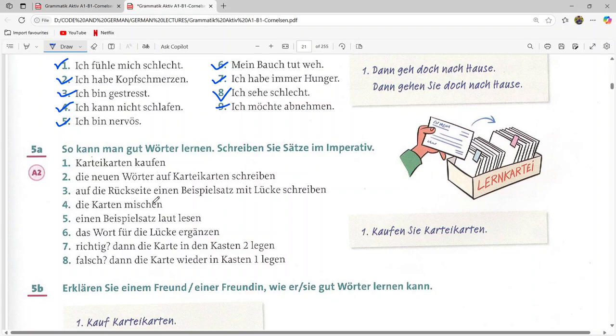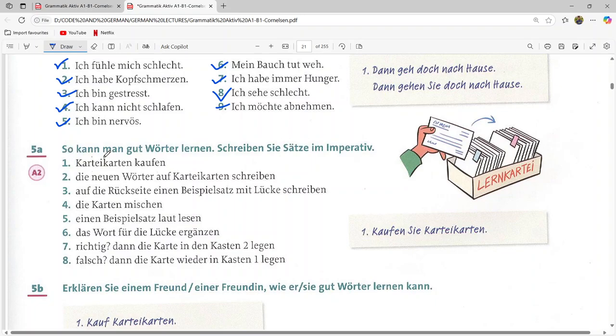Die Karte mischen. So, mix all the cards, or shuffle all the cards. Einen Beispielsatz laut lesen. So, read an example sentence you wrote on the back. Das Wort für die Lücke ergänzen, and fill in the blanks with that word. If you are right, so richtig, dann die Karte in den Kasten 2 legen, then place the card in box number 2. If you are false, then place the card in box number 1.